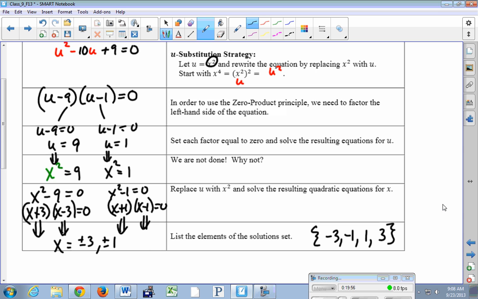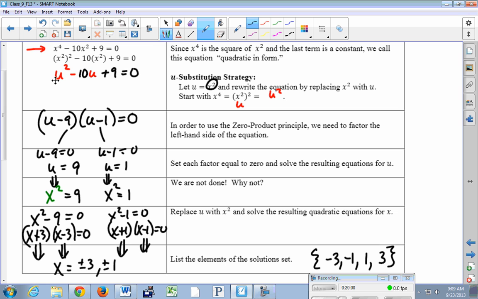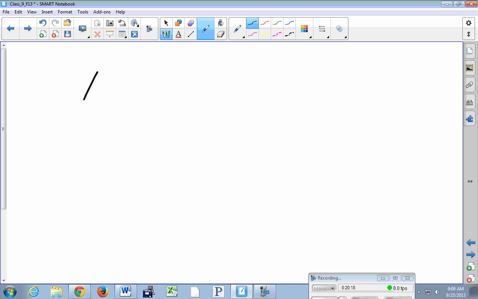Now I want to go back to Curtis's idea of, well, he was trying to figure out why we use the u. But let me show you that you could have done this problem without a u. And it's important to see several different methods. If you get this one, no problem, then turn off. You don't even have to listen to me. But I do want to show you another. So let's go back to the original problem. X to the fourth minus 10x squared plus 9 equals 0.